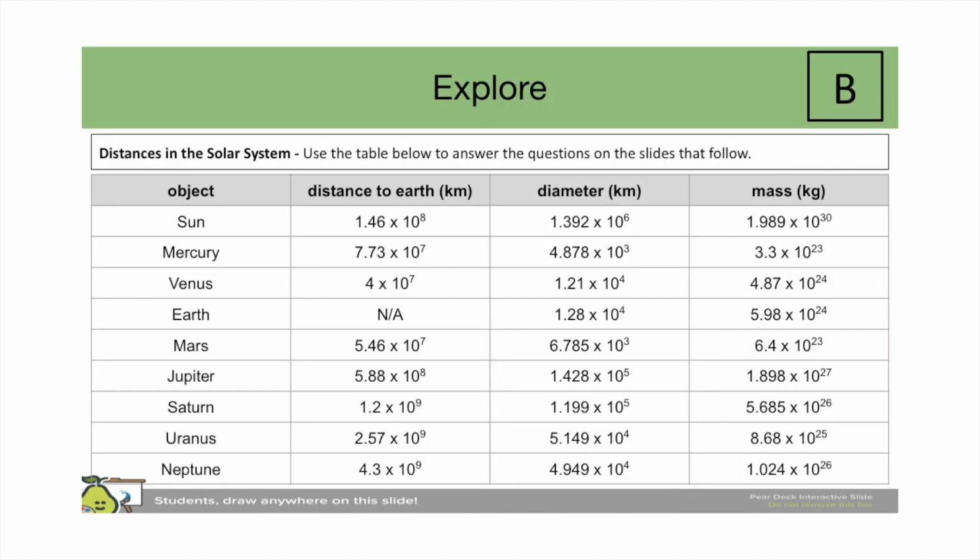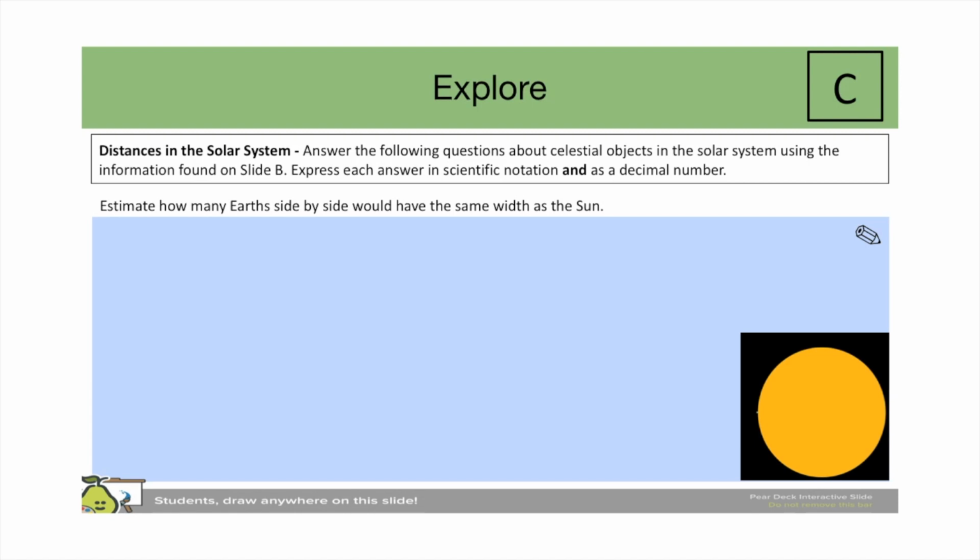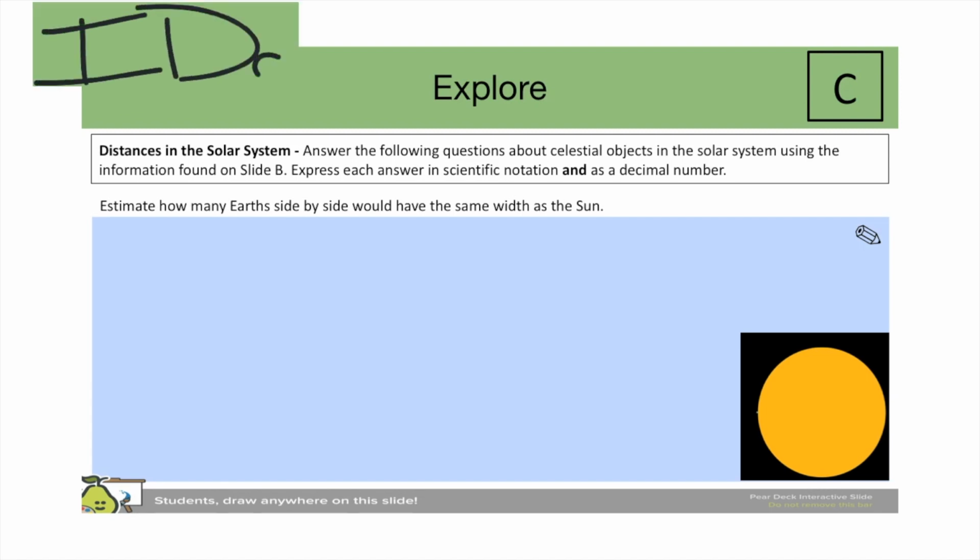For the Explore, students are going to be using the table below to answer the questions on the slides that follow. To support students with learning disabilities, you want to transform the Explore into the workshop model. So this problem can be an I do. Estimate how many Earths side by side would have the same width as the sun. So we are going to estimate.